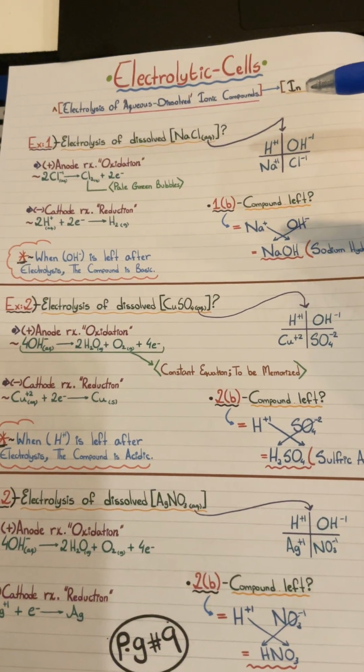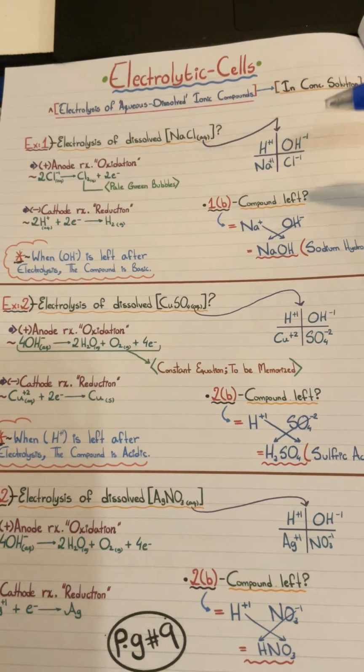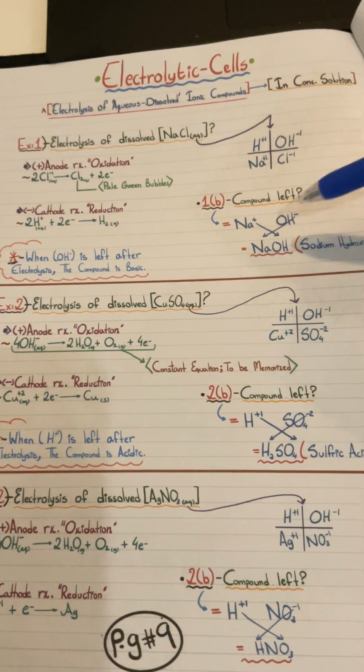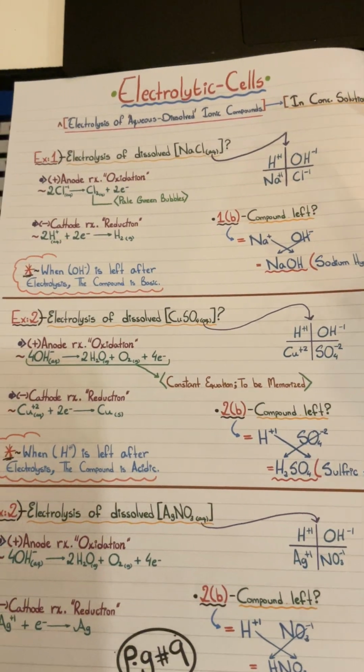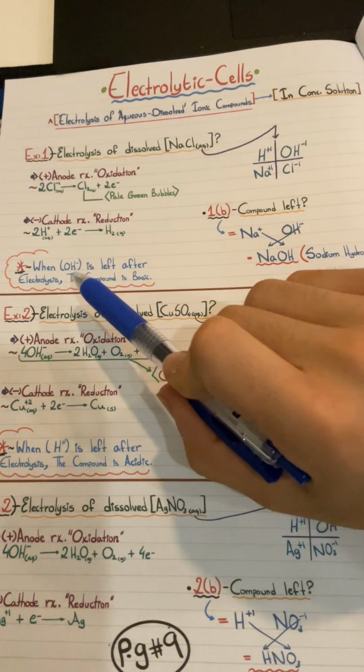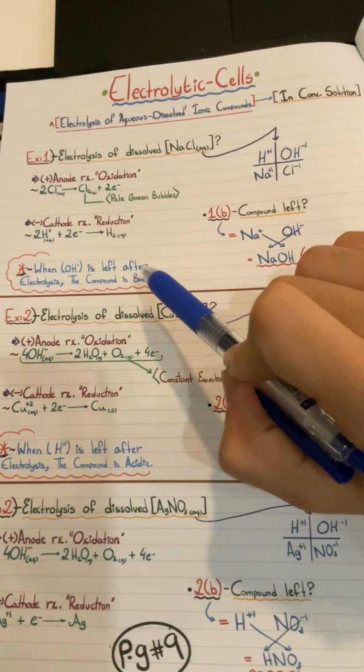Chlorine and hydrogen are used in the electrolysis. What is the compound that is remaining? Sodium and hydroxide. Cross arrangement. Sodium hydroxide is the compound that is remaining. Okay? A quick note, when hydroxide is left after an electrolysis reaction, the compound is a basic compound.